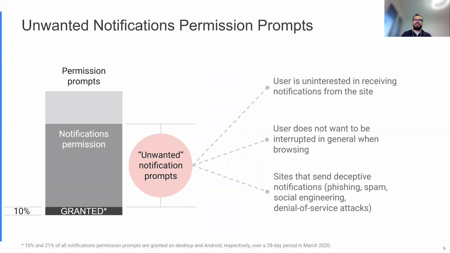There could be multiple reasons why users do not want to receive notifications. For example, they might be uninterested in receiving notifications from that specific site, or because they do not wish to be interrupted in general when browsing, or also because they feel that the site is trying to deceive them, for instance, by gating the site's content on the permission.